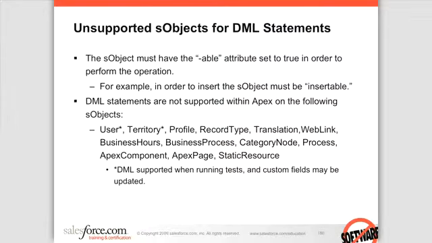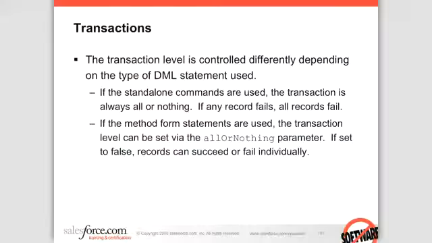There are some objects on which you cannot perform DML operations through your Apex. So for instance, the user, you cannot programmatically define new users through Apex. You need to go either through the tool or the web services API. There's a number of other things like territories, profiles, record types, and so on and so forth. Those need to be declaratively created through our tools.